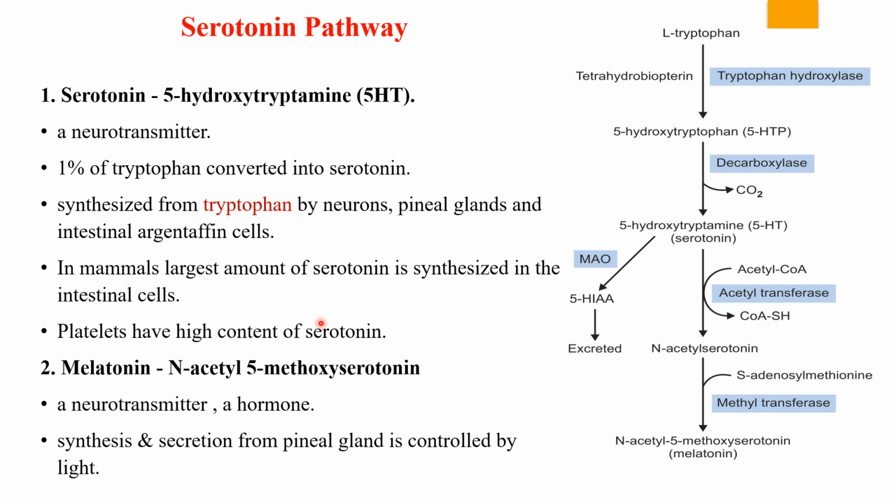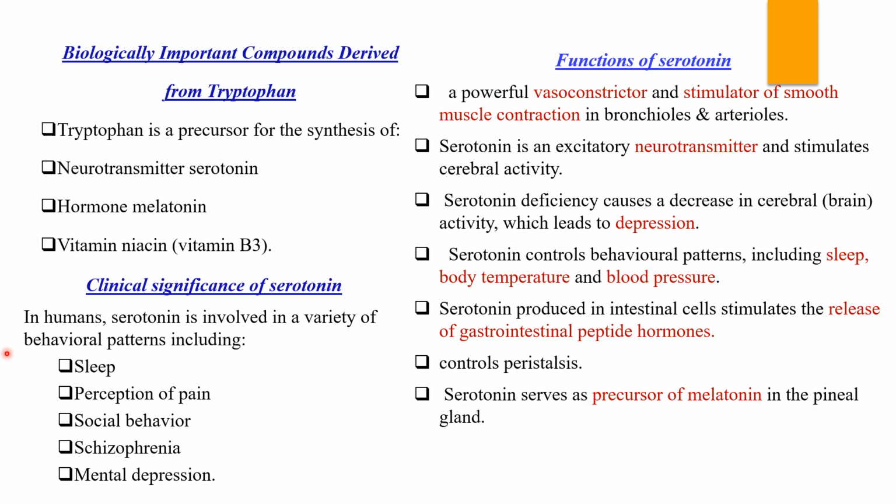Then melatonin is a neurotransmitter as well as an important hormone, and its synthesis and secretion happen in the pineal gland and are well controlled by light. Biologically important compounds derived from tryptophan: it is a precursor for the synthesis of the neurotransmitter serotonin, melatonin, and vitamin niacin, that is vitamin B3. We have seen it previously.